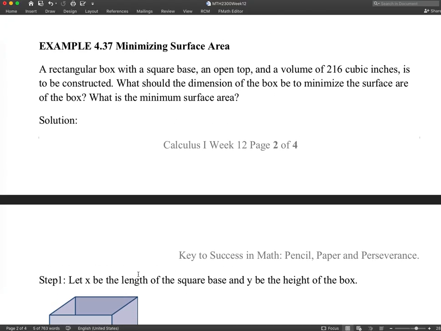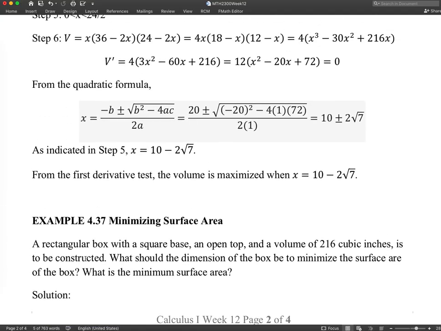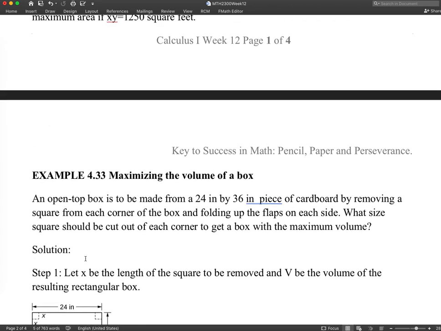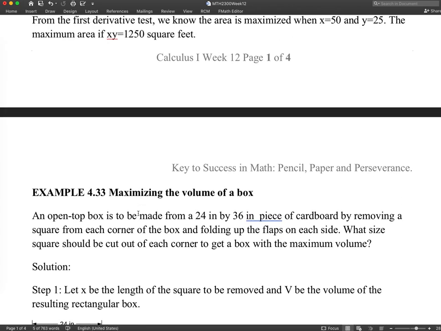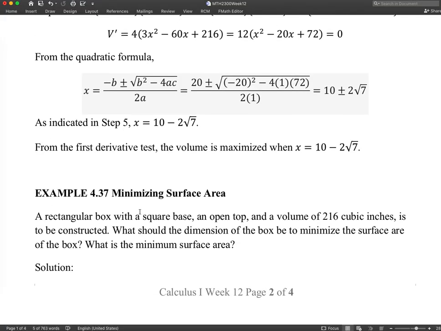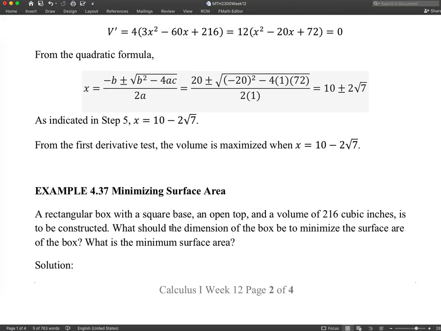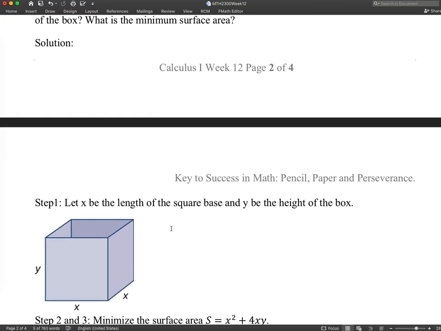This is the last example I want to present in this section, 4.7, a discussion of optimization problems. Usually an optimization problem involves a maximum or minimum. We did the examples with maximums, two of them, and the most recent one we just finished is about the minimum.